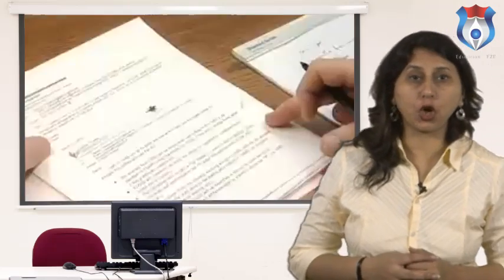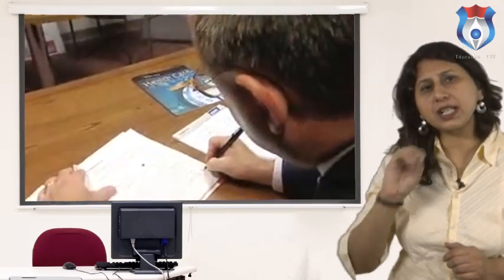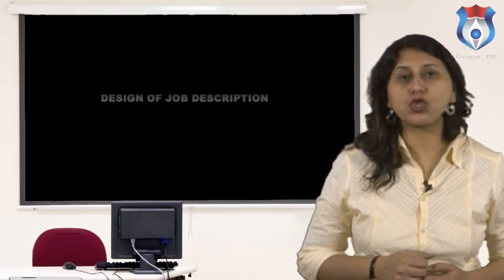Technology is changing fast, and hence the nature of job is also changing. Unless an organization continuously updates the job description, it would be difficult to monitor the performance of the employees. Design of job description.